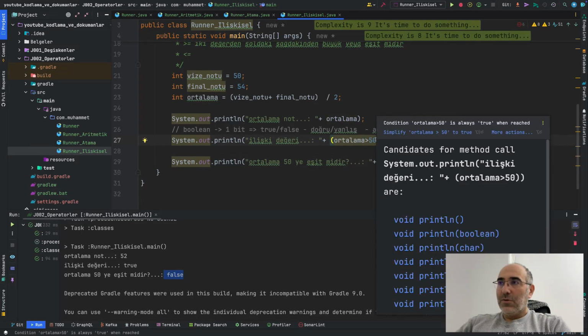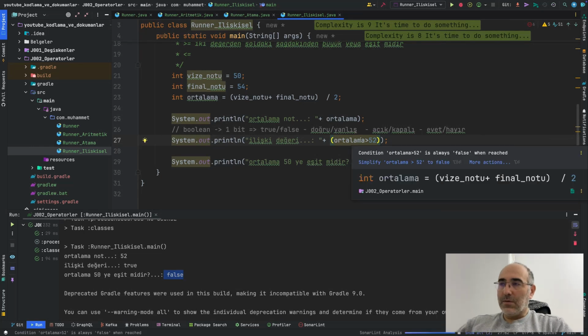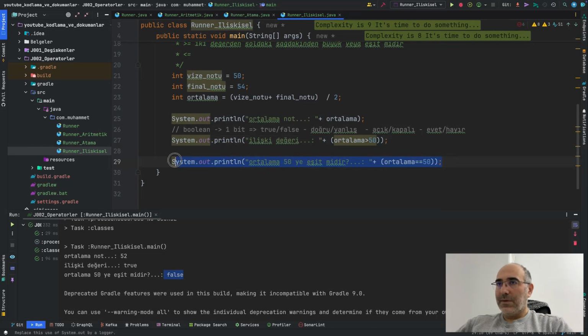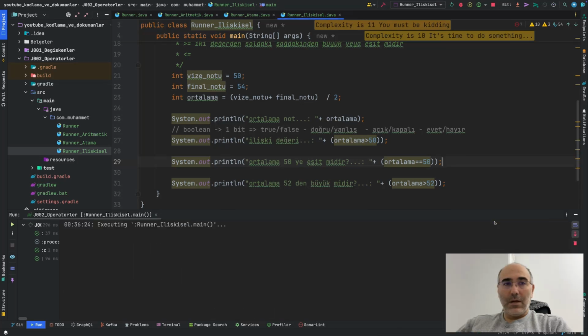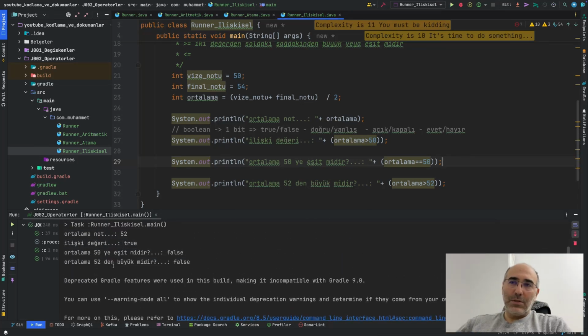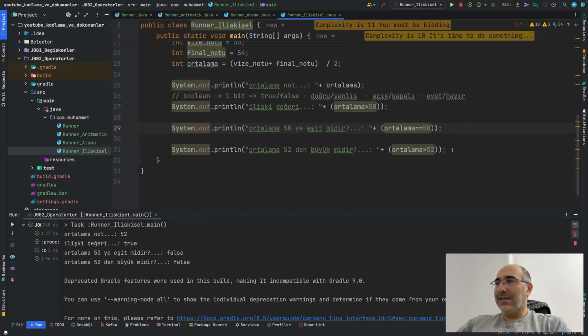If I put 52 here, if I had written it here or not. Let me copy this with Ctrl+C. I'll paste it here. Is the average greater than 52? The average is not greater. I'm saying 52. Is the average greater than 52? Guys, no, it isn't. But is it equal? Yes, it is equal. Look, now while the answer to this comes out as false, what about this one?